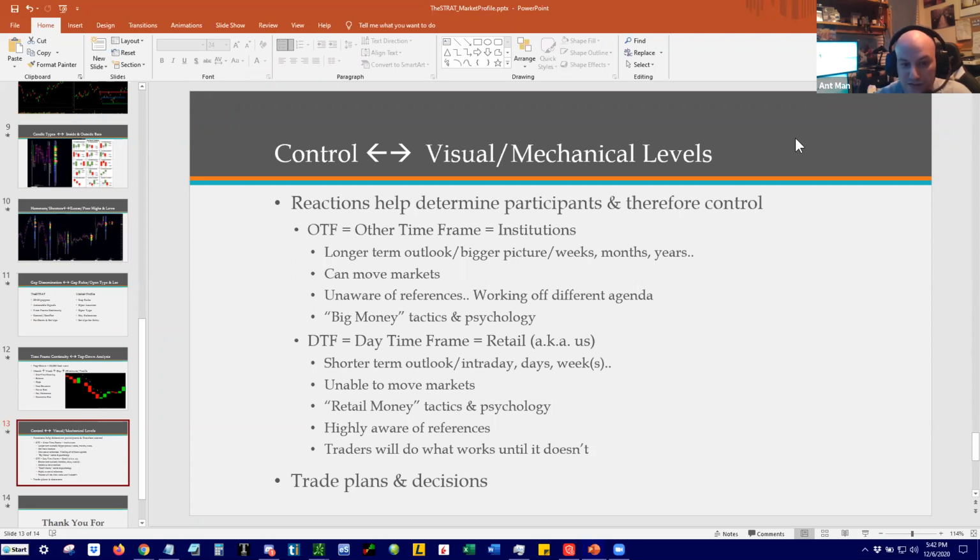Then we have the DTF, which is the day time frame, and that's mostly retail, which is us. The day time frame can be further divided into really big account day time frame and smaller account, but that's outside the scope of this slide. Sure.